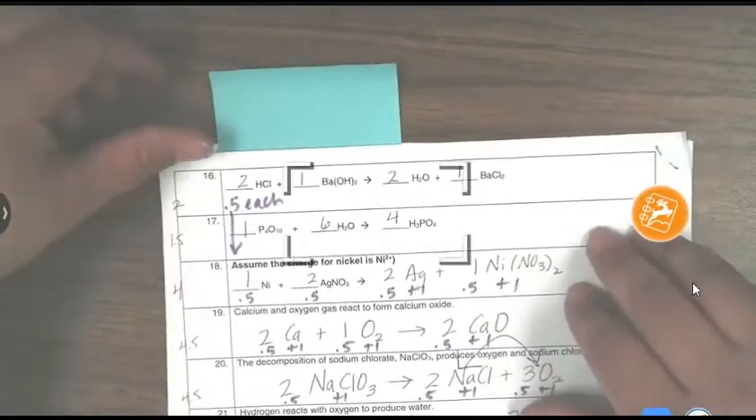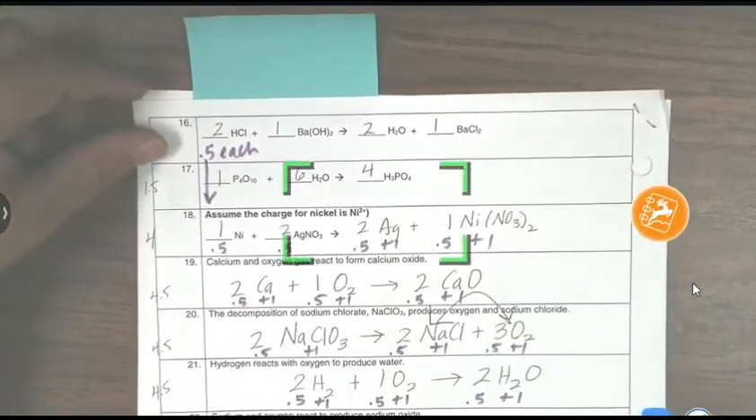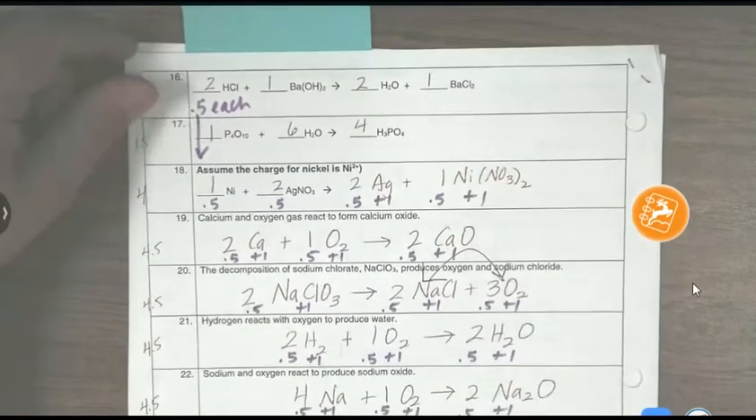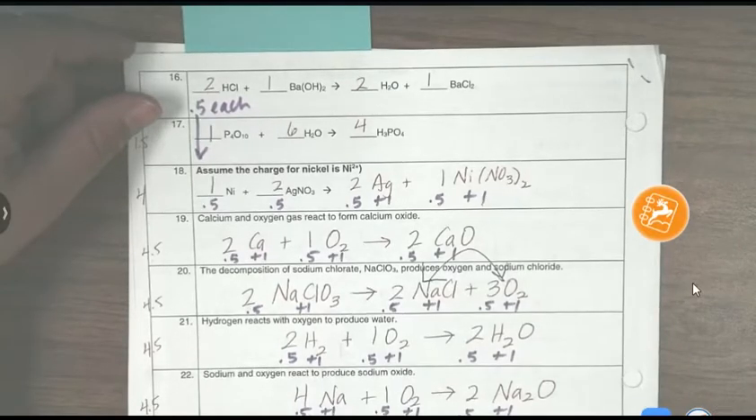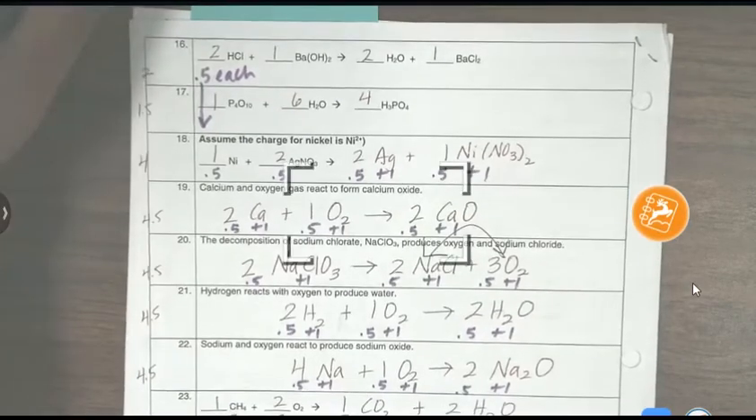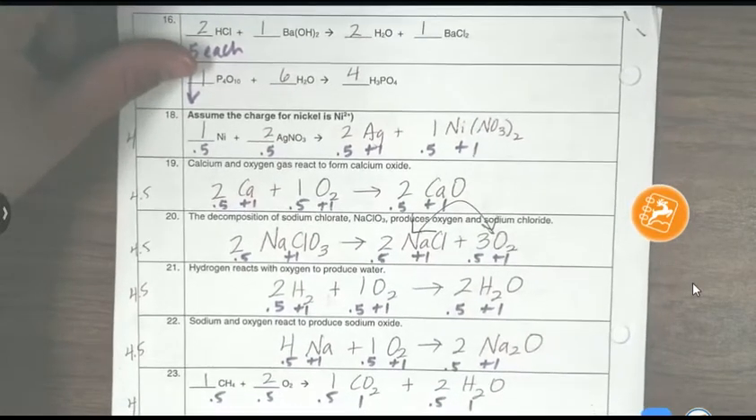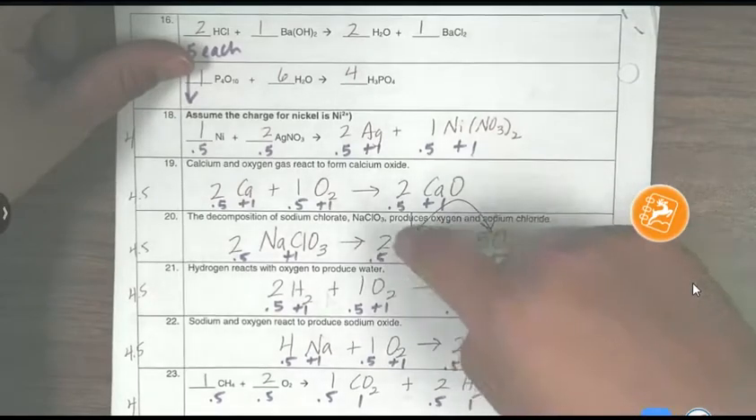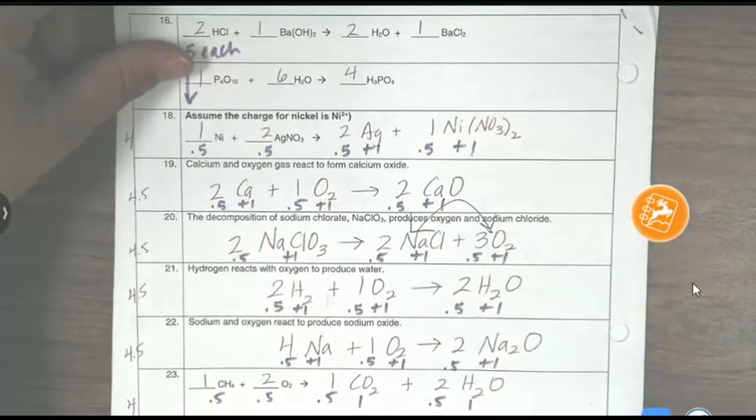Onto the back, you should have 2, 1, arrow 2, 1. 17 is 1, 6, arrow 4. 18 is 1, 2, arrow 2, Ag plus 1 Ni(NO3)2. 19 is 2 Ca plus 1 O2 yields 2 CaO. 20 is 2 NaClO3, arrow 2 NaCl plus 3 O2, and you could have the 3 O2 in front.